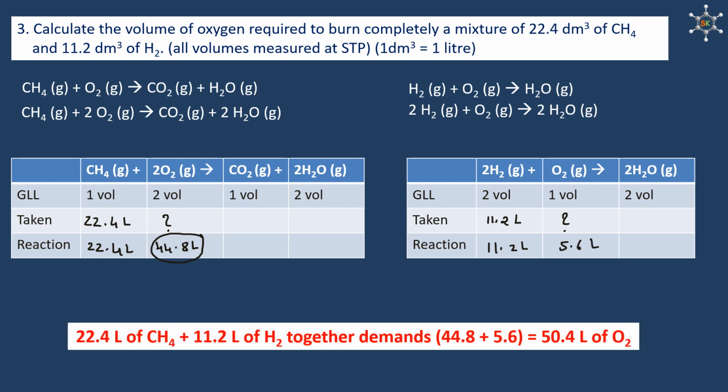Together, 22.4 liters of methane plus 11.2 liters of hydrogen. This is a mixture. This mixture together demands 44.8 plus 5.6, that is 50.4 liters of oxygen.